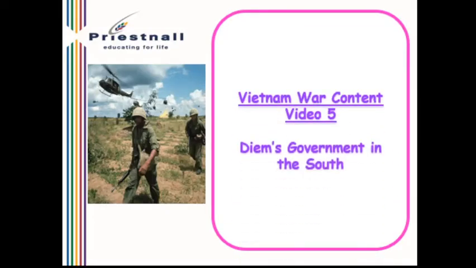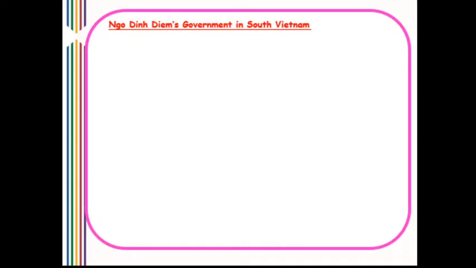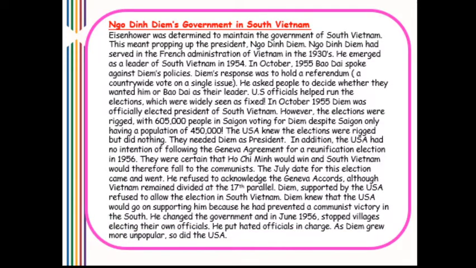In this video we're going to be looking at Diem's government in the South. So who was Ngo Diem and what was his government like in South Vietnam? Eisenhower was determined to maintain the government of South Vietnam. This meant propping up the president, Ngo Dinh Diem.